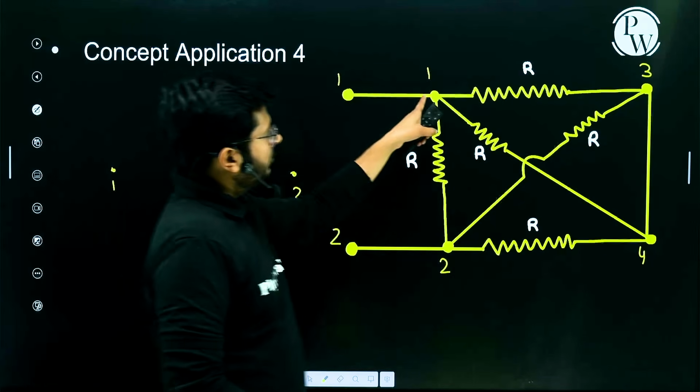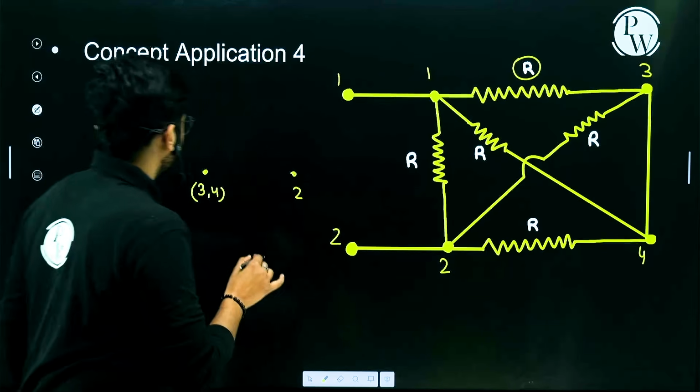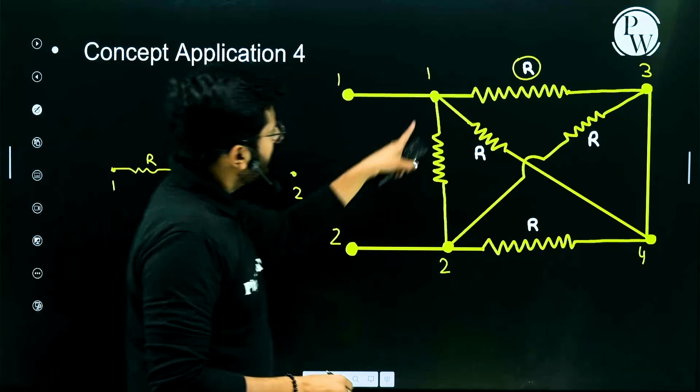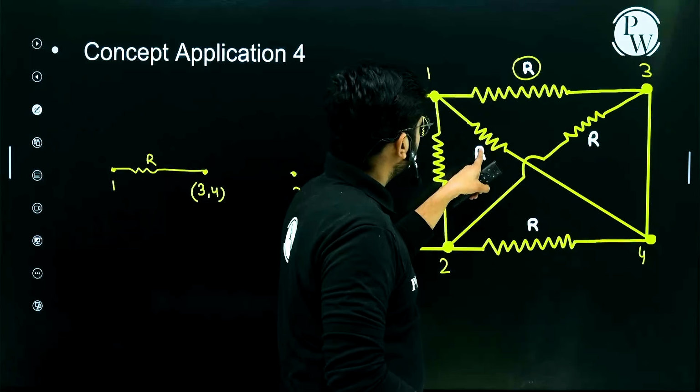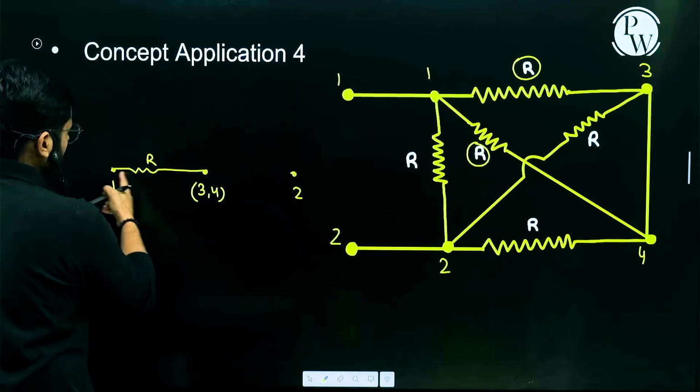So see that between 1 and 3 you have this resistance. Let's cover all the resistance. Between 1 and 3 you have one resistance. So this resistance is taken care of. Between 1 and 4 you have another resistance, right? This one. So between 1 and 4.